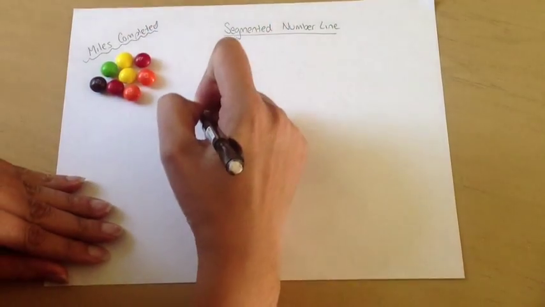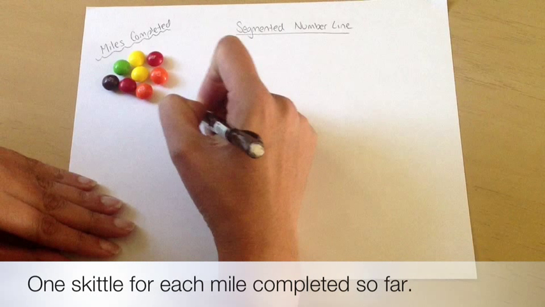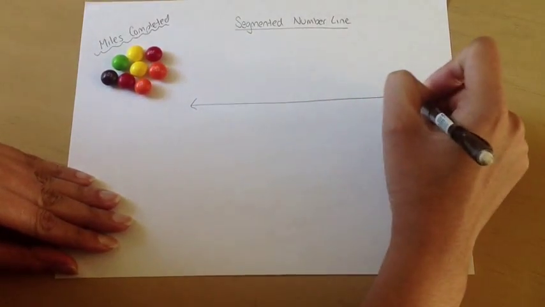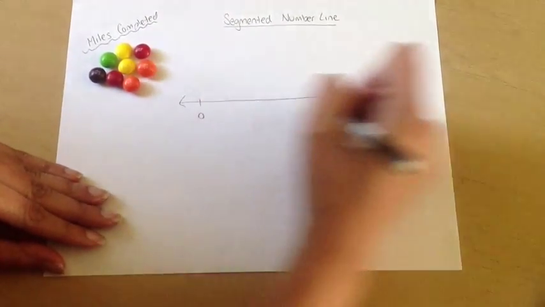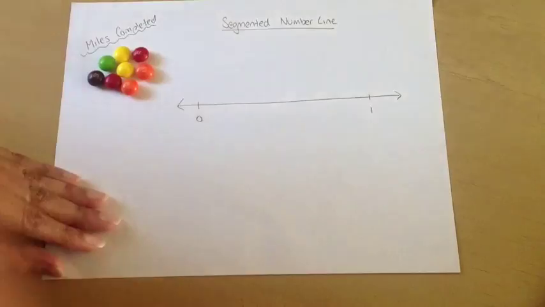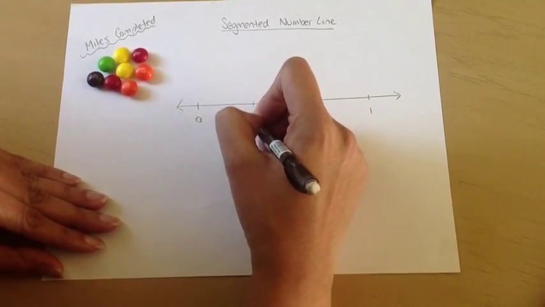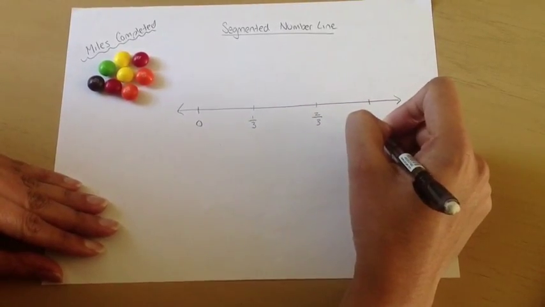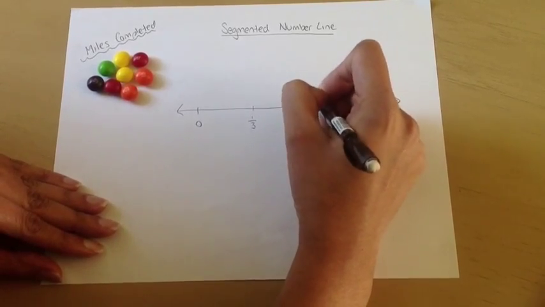is our units. So here I'm going to start by creating a segmented number line. And you'll see I have 8 skittles in the corner, 1 for each mile that has already been paved. My number line here, I'm going to number it from 0 to 1, 0 being nothing paved and 1 being the entire distance paved. I know that it should be broken up into thirds because 2/3 is done. So I have 1/3, 2/3, and 3/3, which is the complete distance.